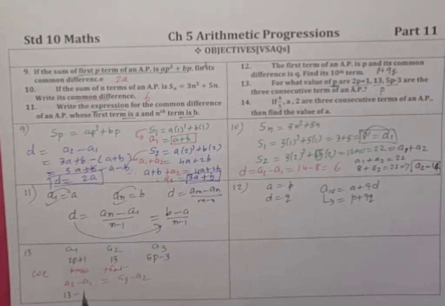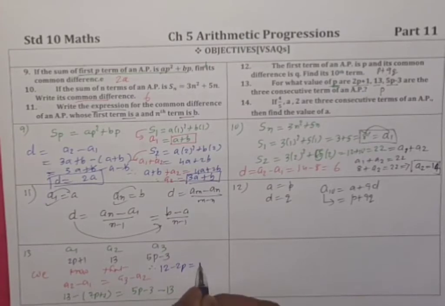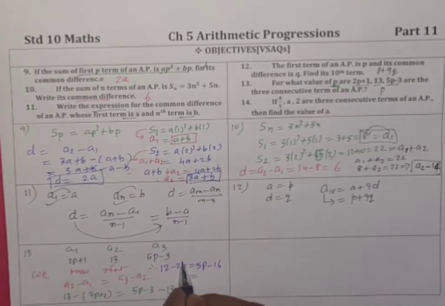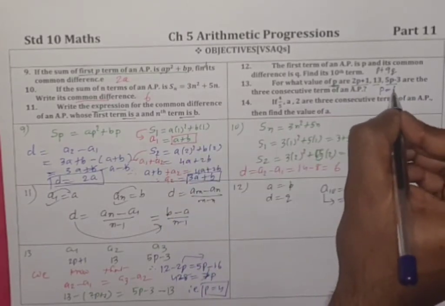Alright, put the values. A2 is 13 minus bracket 2P plus 1 is equal to A3, 5P minus 3, minus 13. Therefore 13 minus 2P minus 1. 13 minus 1 is 12, minus 2P is equal to 5P minus 3 minus 13, which is minus 16. Put the P terms together: 5P plus 2P will be 7P, and 12 plus 16 becomes 28. 7 1s are 7, 7 4s are 28, so P is equal to 4. So the value of P will be 4 here.